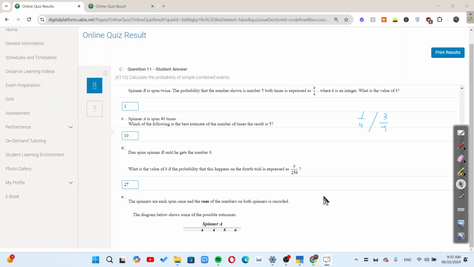So let's go back down. Dan spins spinner B until he gets a 6 on the 4th try. So you need to assume that he did not get 6 in 3 trials. So he did not get 6 for 3 times. We said 4 minus 1, that's your power. And then you multiply it by the probability of getting 6. When you do that in your calculator, you're going to get 27 over 256. Just write your answer down.